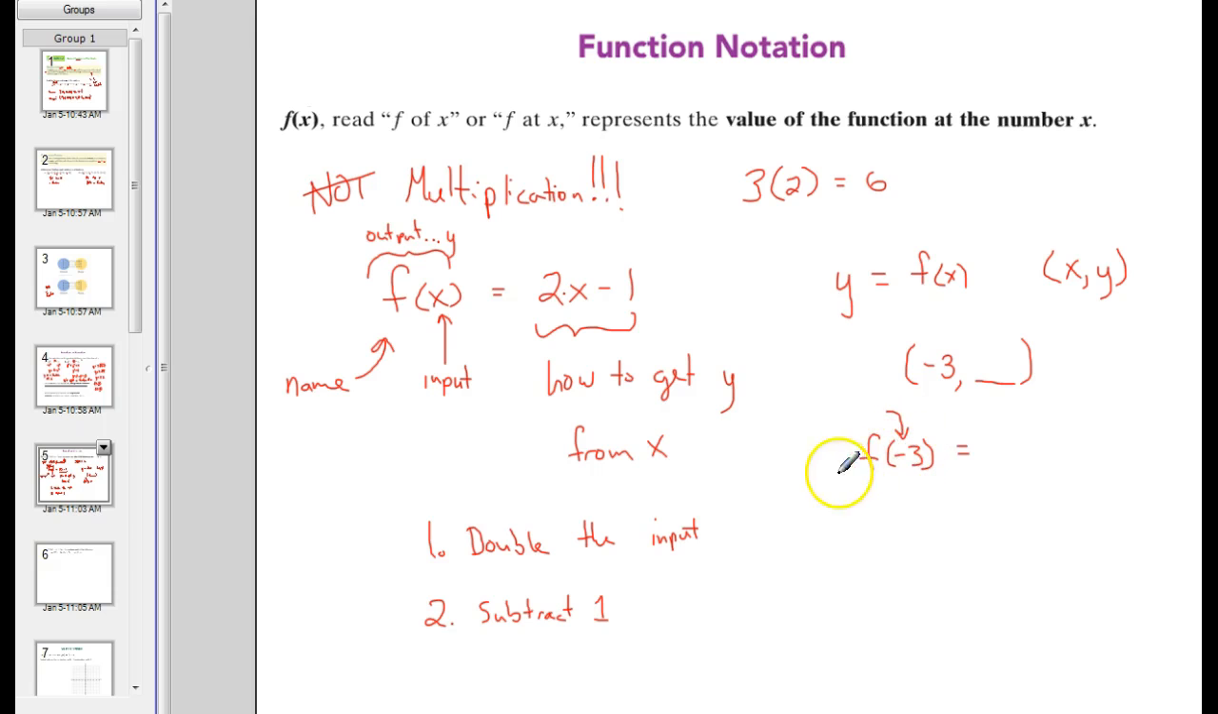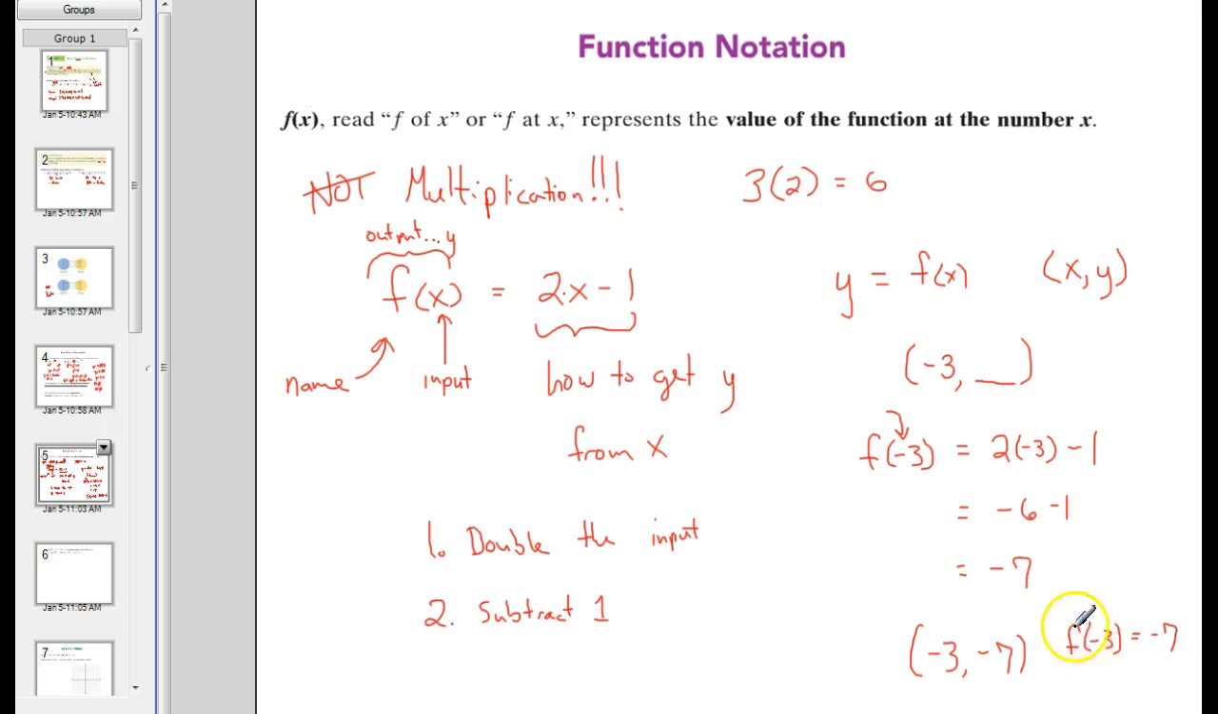What does it do? It doubles the input. So it doubles negative 3. And then after that, what does it do? It subtracts 1. So 2 times negative 3 is negative 6 minus 1. Negative 6 minus 1 is negative 7. So when negative 3 is the input, negative 7 is the output. Okay, and we could also say f of negative 3 is negative 7.